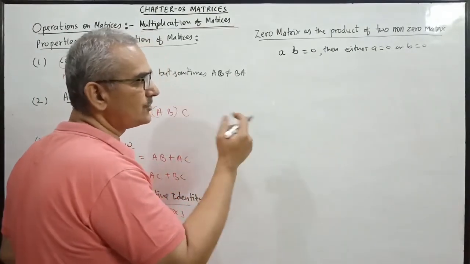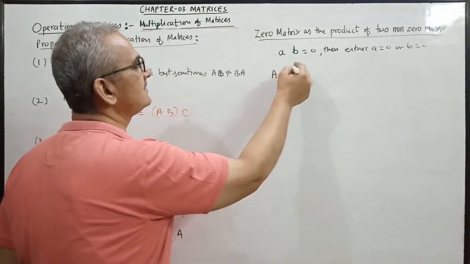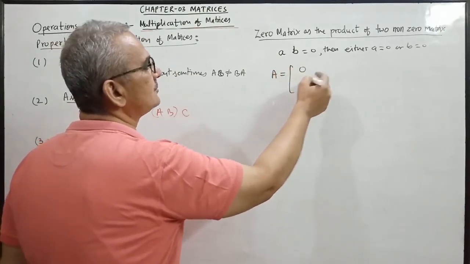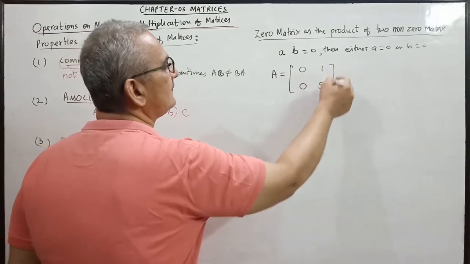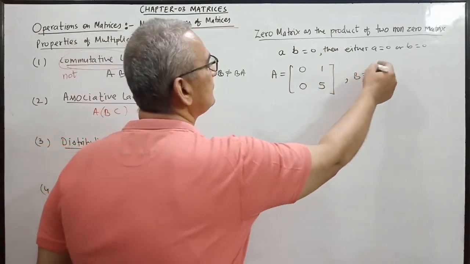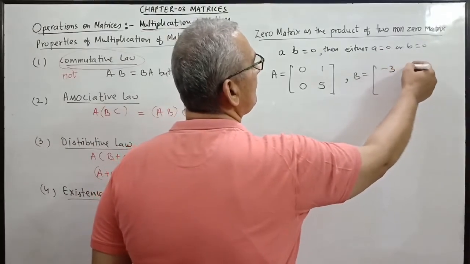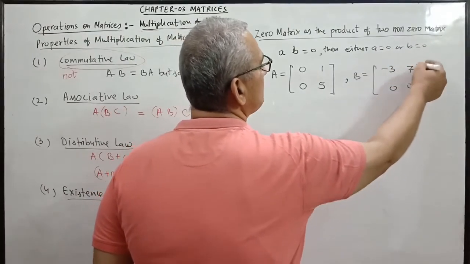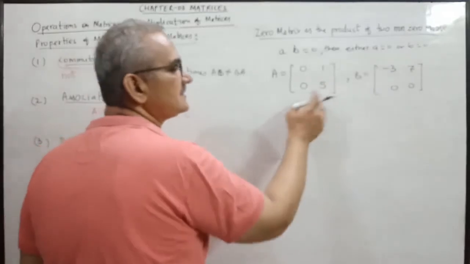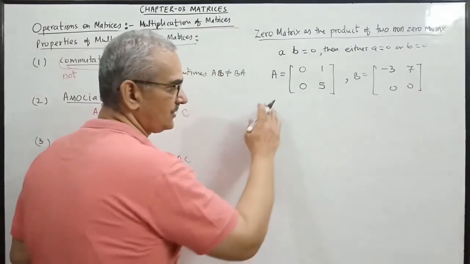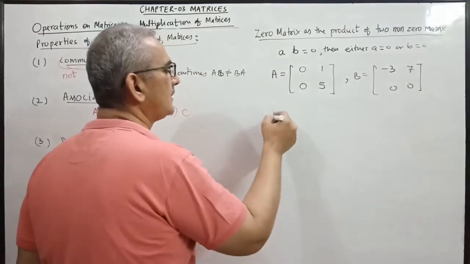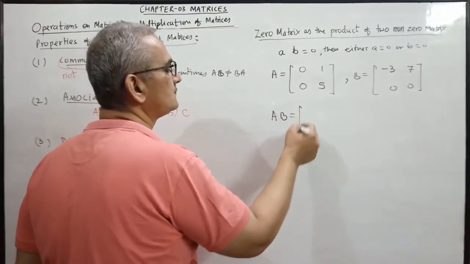If you take two non-zero matrices, suppose we have matrix A as 0 0 1 5, and matrix B, suppose here we have minus 3, 7 0 0. So what are we saying here, that A and B are two non-zero matrices, and when we multiply them, then see what will happen.